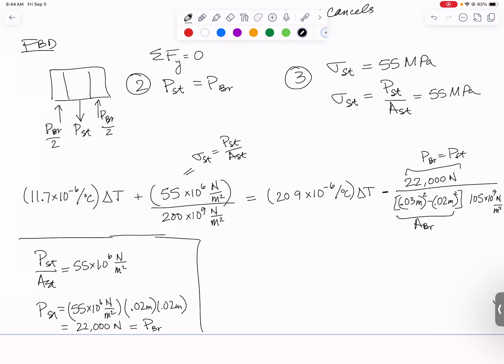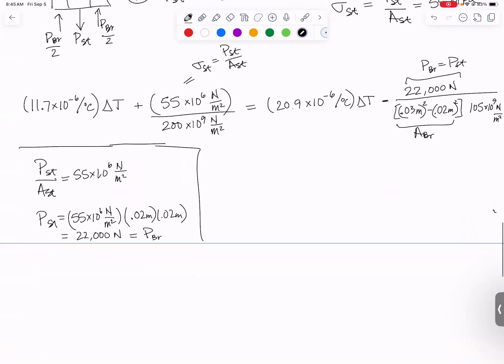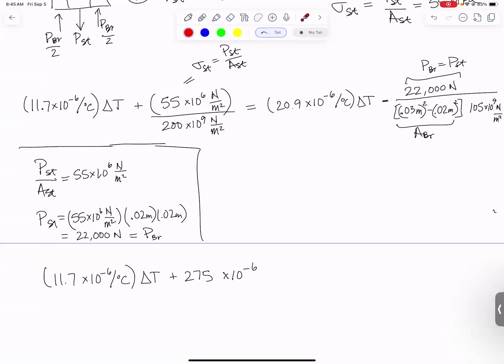We just need to simplify that and solve for delta T. I did one additional step, 11.7 times 10 to the minus 6th per degree C times delta T. That next term becomes 275 times 10 to the minus 6th. It's dimensionless because the newtons per square meter cancel on the top and bottom. Just like here, we should have newtons per square meter canceling the newtons per square meter on the bottom. And it should be dimensionless because this is going to have units of degrees C divided by units of degrees C, which is also dimensionless.